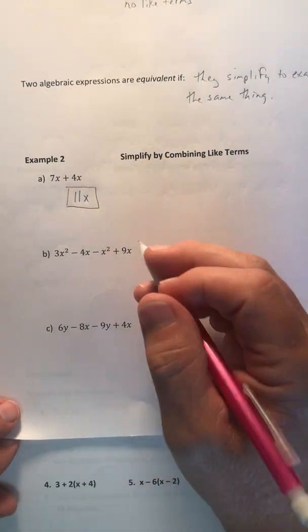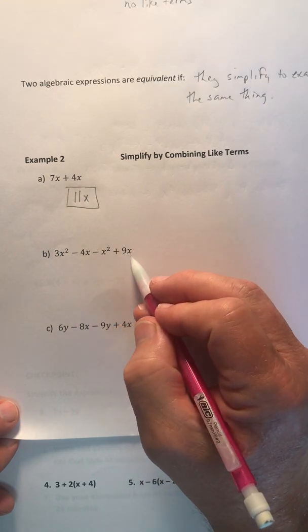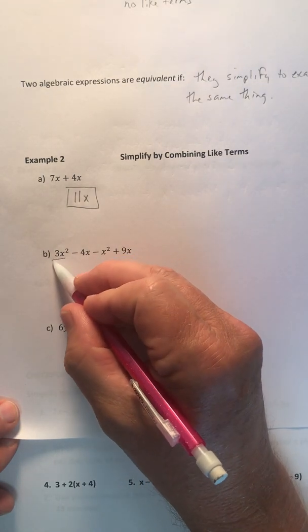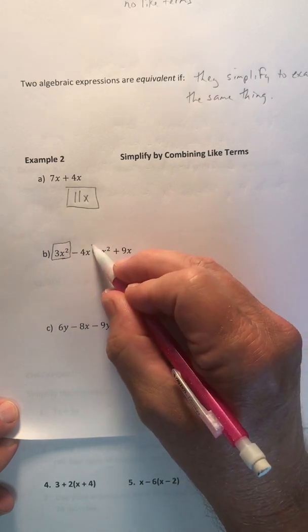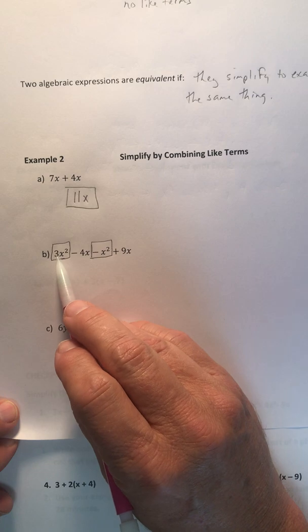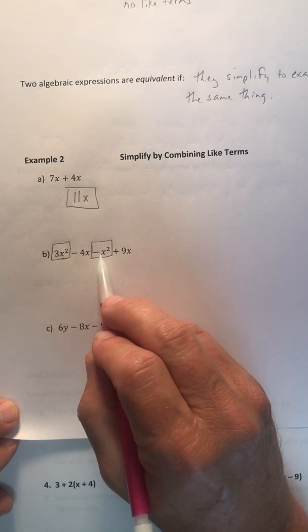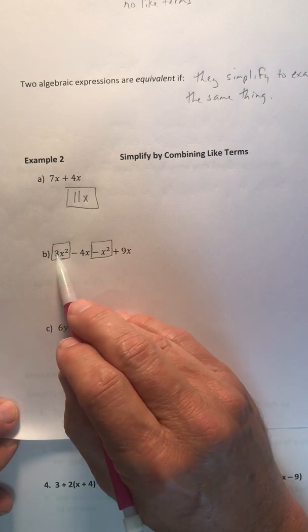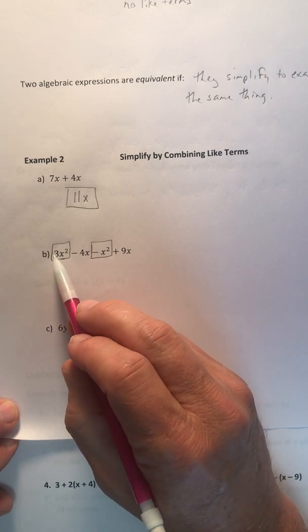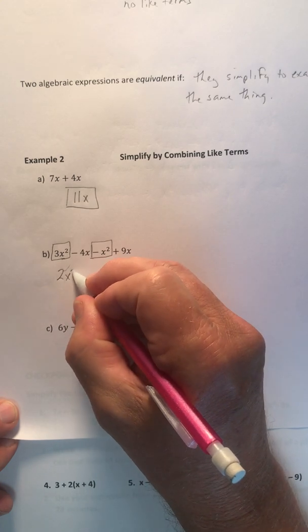Next, B, we have 3x squared minus 4x minus x squared plus 9x. Like terms, we have a 3x squared, and we have a negative 1x squared. So again, the rule for addition says that if the signs are different, you subtract, so 3 minus 1 gives us 2, and you take the sign of the bigger number. So 3 is bigger, it's positive, so it would be a positive 2x squared.